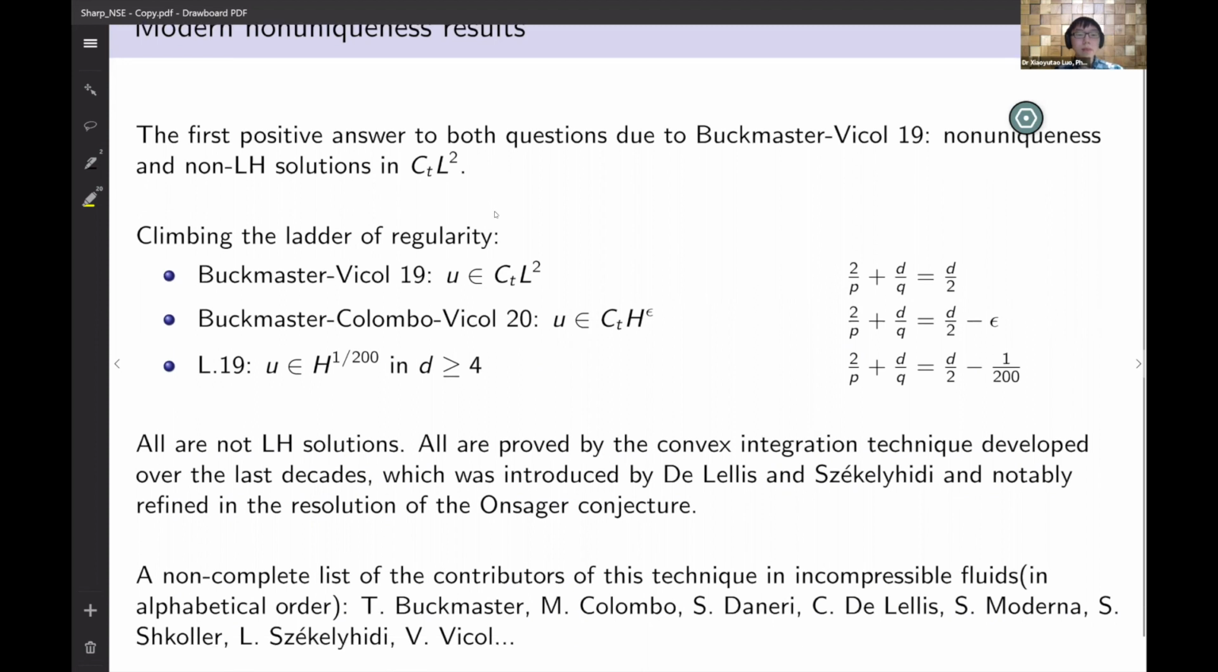All these constructions are non-Leray-Hopf, and these are all proved by the convex integration technique over this last decade. This technique was also used in solving the famous Onsager conjecture, and there are many people working in this domain. Here is a non-complete list of the contributors to this technique in incompressible fluids, and people also use this technique in compressible fluids. This list is by no means complete. So the main question is, can we reduce this number d/2 on the right-hand side of the scaling? Basically, can we improve the regularity of all these convex integration solutions, and then show that those classical uniqueness results are sharp? That's our main motivation.